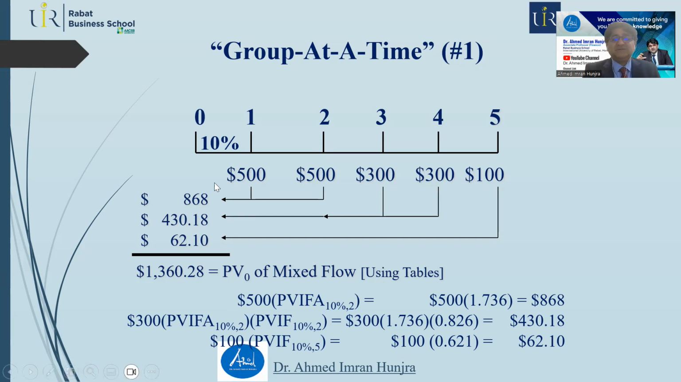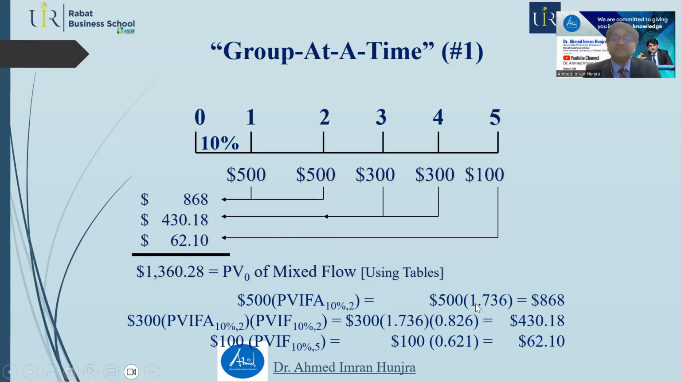The second approach is mixed cash flow, or we can name it group at a time. We have more than one equal payment in a row, 500, 500. So it means we have an annuity. The payment size is 500. It's the case of present value, so 500 times the present value interest factor of annuity at 10%. For how many time periods is this payment made? This payment is made for 2 time periods, so T is 2 here.